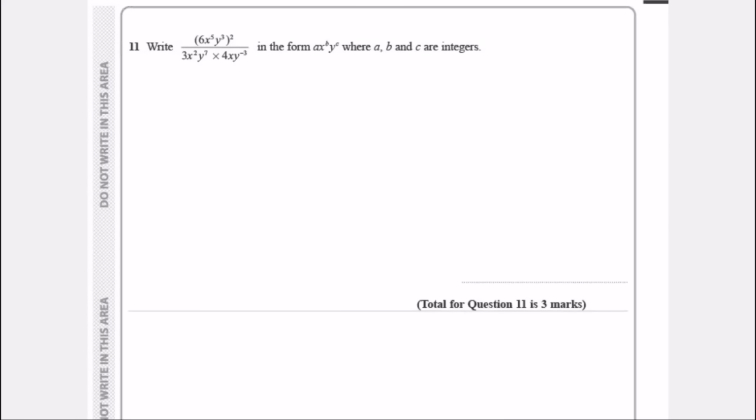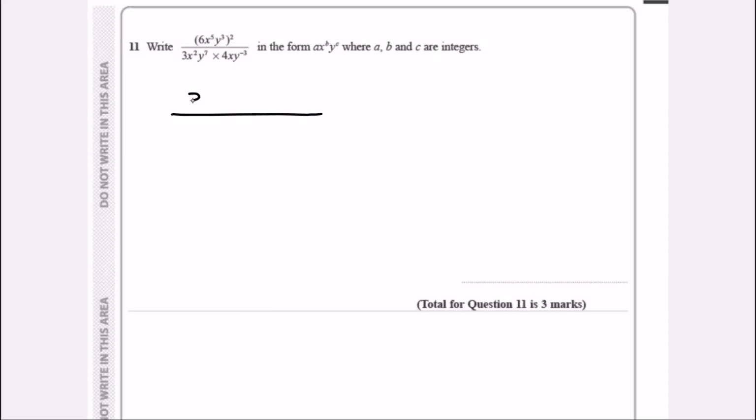Question 11. We're simplifying. Write this in the form ax to the power b, y to the power c, where a, b, and c are integers. We're just going to simplify the top line, simplify the bottom line, and then divide them. The top line we're squaring: 6x to the power 5, y cubed, all squared. So we times it by itself, and square each of them individually.